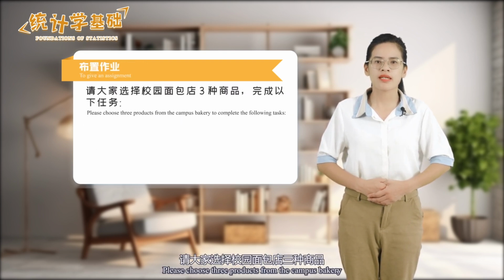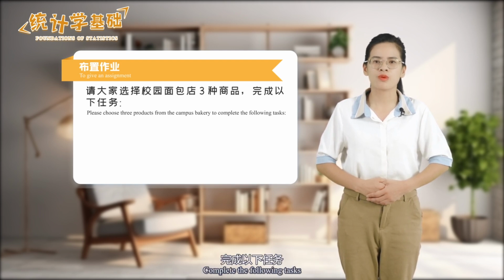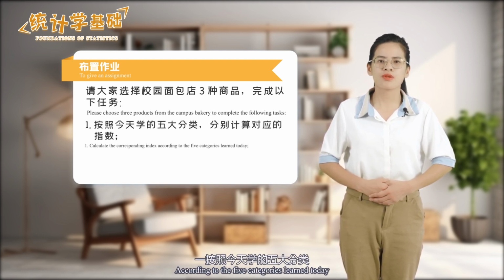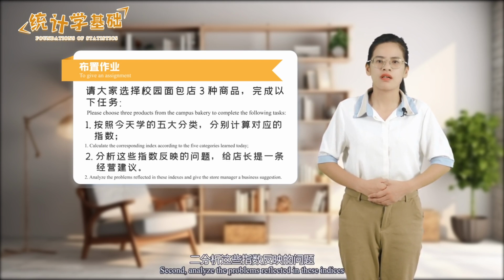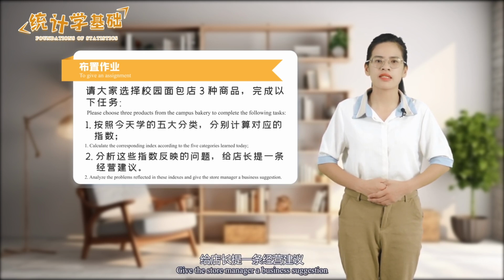After class, please choose 3 products from the campus bakery and complete the following tasks according to the 5 categories learned today. First, calculate the corresponding indices separately. Second, analyze the problems reflected in these indices and give the store manager a business suggestion.